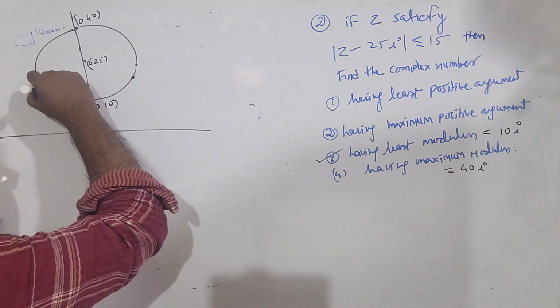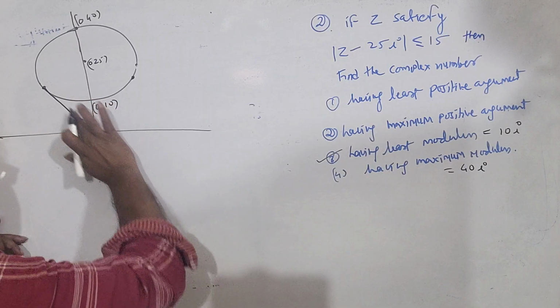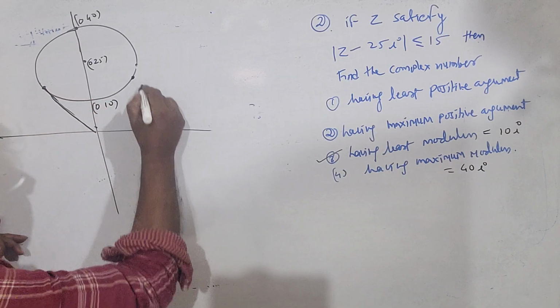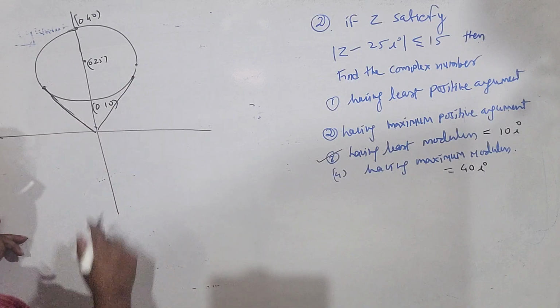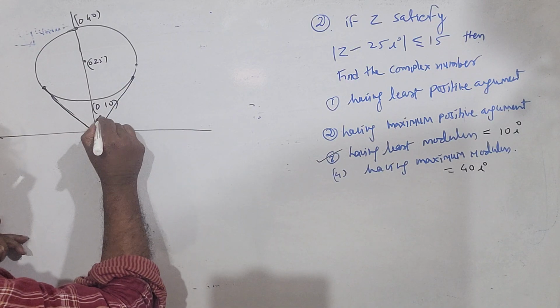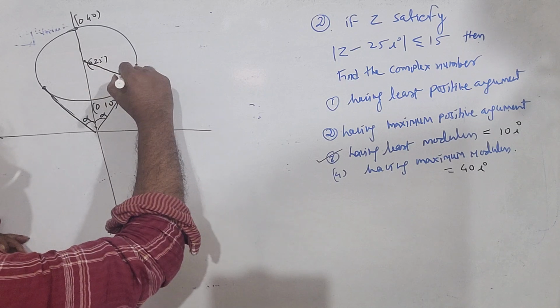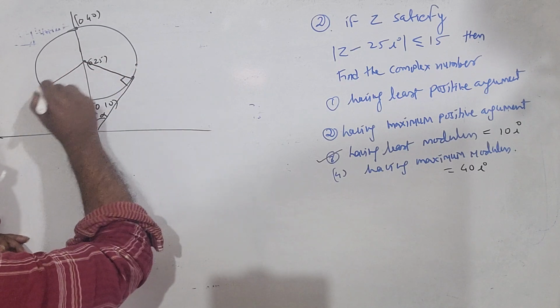So this is the maximum argument z. This is the minimum argument z. This is your alpha, this is your alpha. This angle is 90 degrees. This angle is 90 degrees.